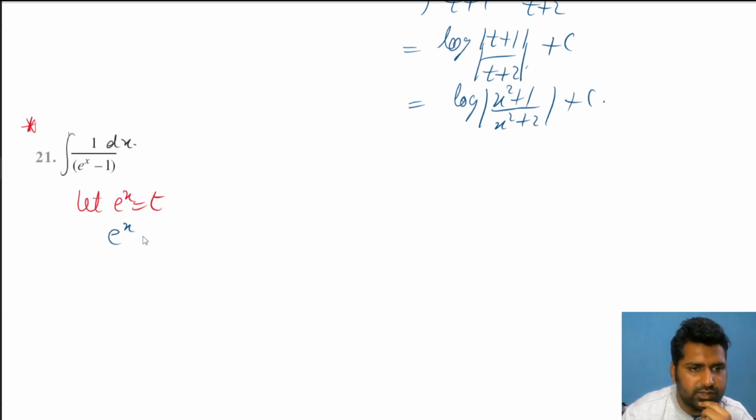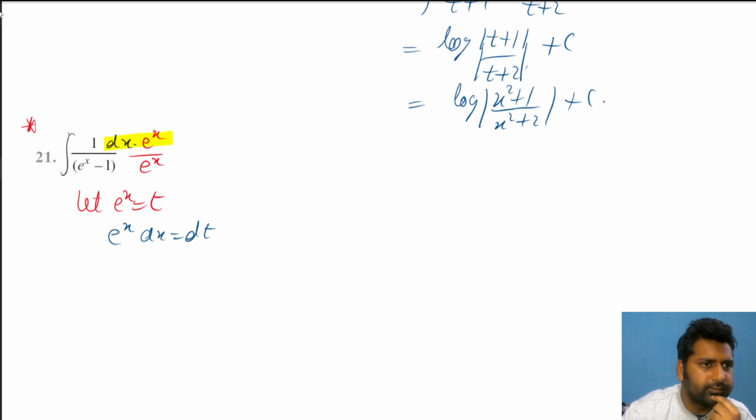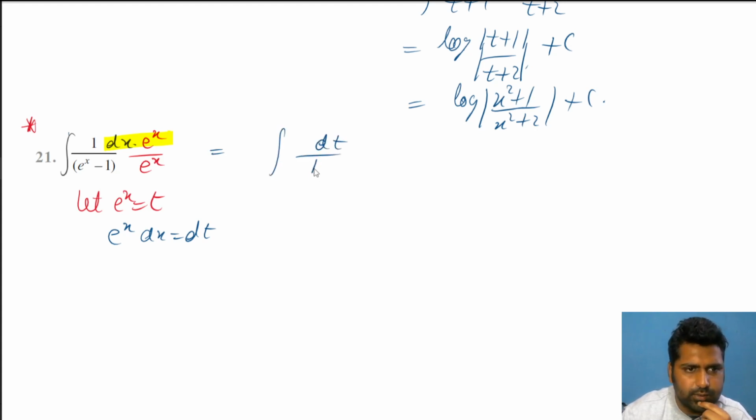Then differentiation is e raised to power x dx is dt, but e raised to power x is not here. So fine, we'll provide it, e raised to power x in multiplication and in division. So if we force this, we can see now this is our dt. And what is our denominator looking like? Numerator becomes dt, denominator is e raised to power x is t, so t minus 1 into t, or I'll write t first, t into t minus 1.